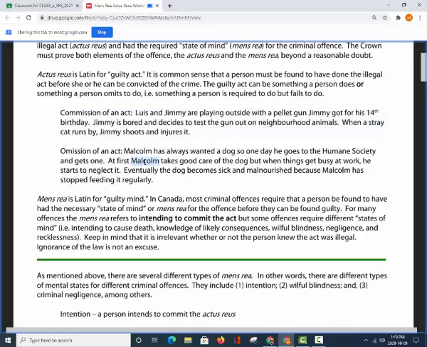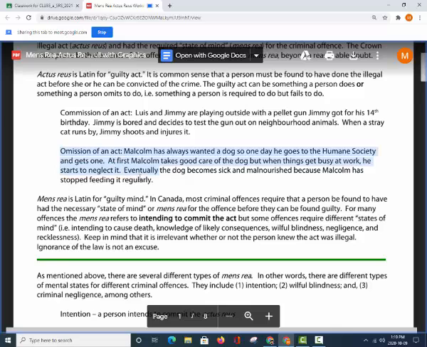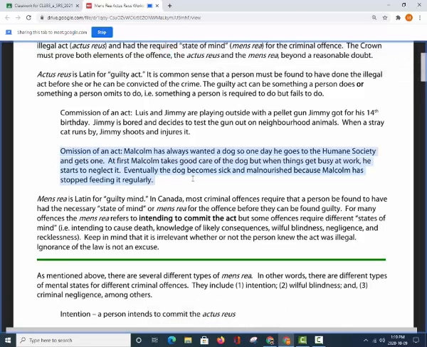He committed the act. The second one for an act is omission of an act. In this case, Malcolm has always wanted a dog, so one day he goes to the Humane Society and gets one. At first, Malcolm takes good care of the dog, but when things get busy at work, he starts to neglect it. Eventually, the dog becomes sick and malnourished because Malcolm has stopped feeding it regularly. So by not feeding the dog, he made the dog sick. He is not committing something, he's omitting. He's taking away the ability for that dog to be nourished, to be fed.